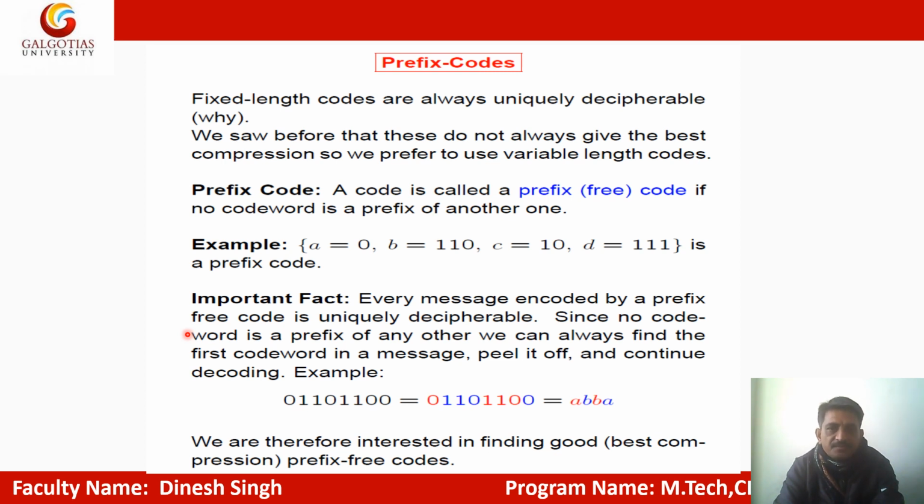For example, 0110110 can be easily decoded as A, B, B, A. We are therefore interested in finding good prefix free codes.